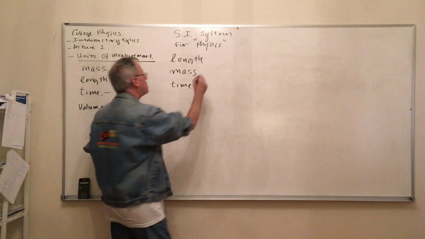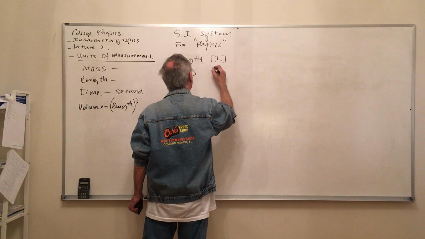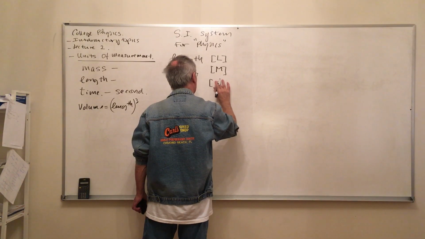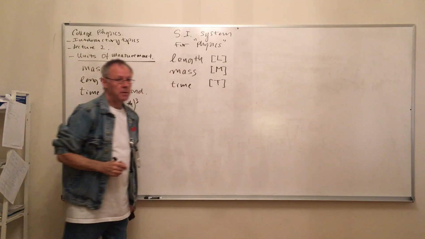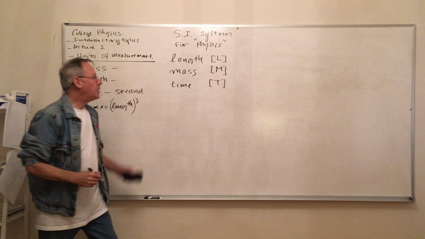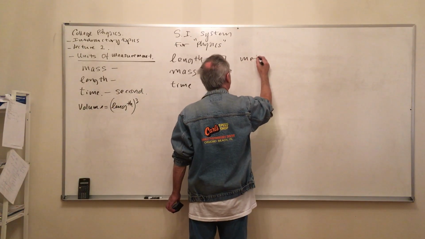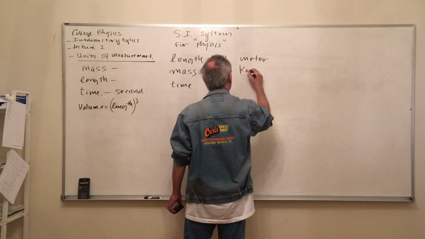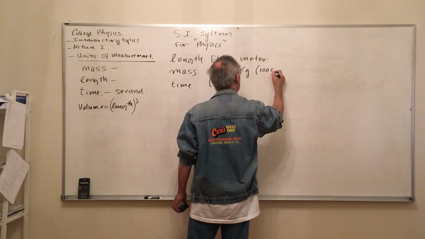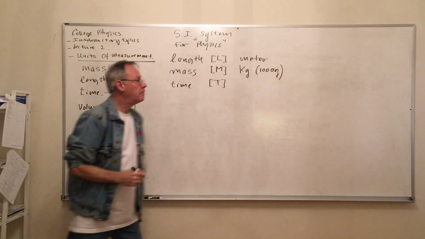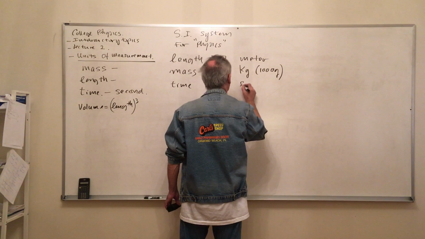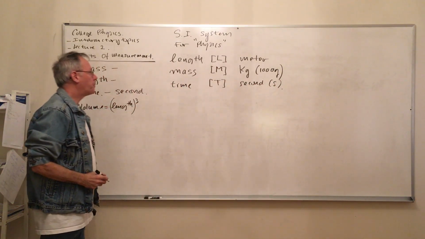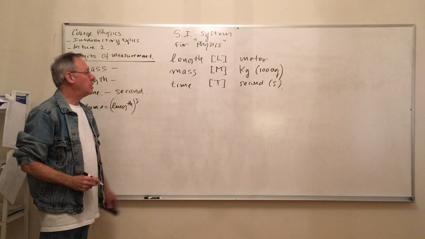Now, in terms of dimensions, sometimes people write these things. Dimensions. But the length unit will be the meter. The mass unit will be the kilogram. Not the gram. And the time unit will be the second. Okay. So where do we begin? We begin with our unit of length.